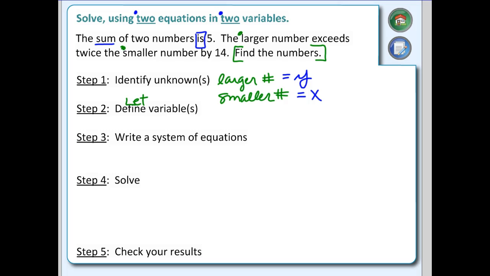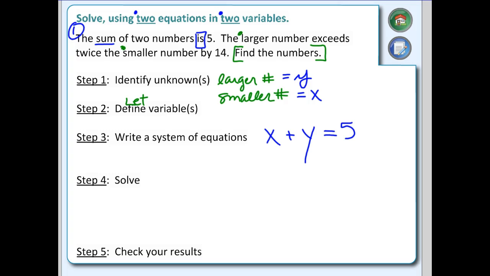All right. So now I need 2 equations. Now most of the time your 2 equations are going to come from 2 sentences. So look at the first sentence. It says that the sum of 2 numbers is 5. Well, how would we write that? Yes, the sum, okay, sum means addition. The smaller number plus the larger number is, we know is means equal, is 5.